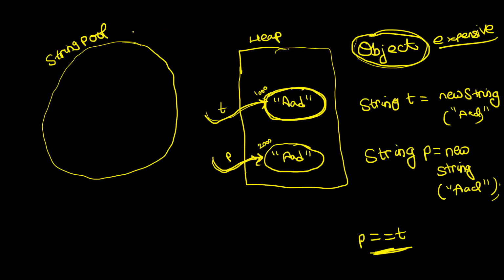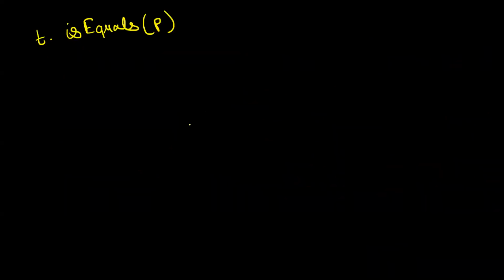So long story short, if you make a string via the new keyword, then it creates a new string object in the heap memory. So always a new string object will be created inside the heap memory. And when you compare two strings by double equals, it is just comparing the addresses of the two strings and not the contents. In order to compare the contents, you have to use the equals method, which is associated with strings.